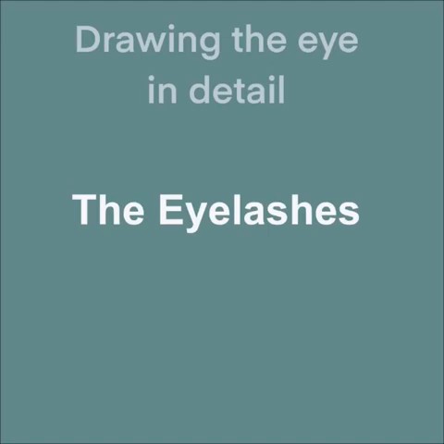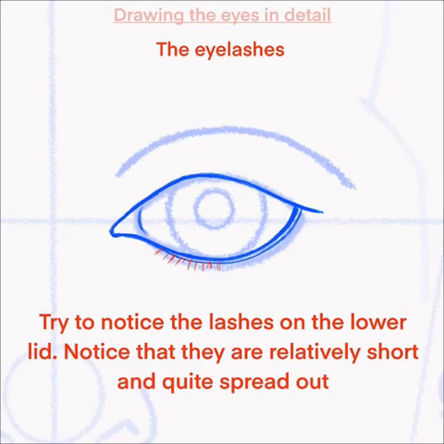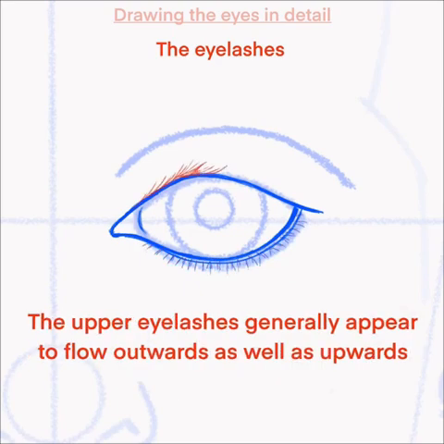The eyelashes. Try to notice the lashes on the lower lid. Notice that they are relatively short and quite spread out. The upper eyelashes generally appear to flow outwards as well as upwards.